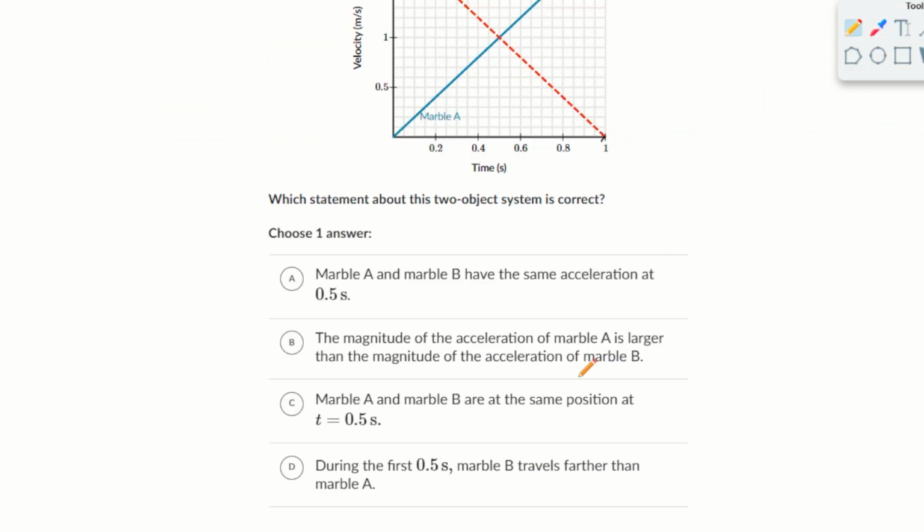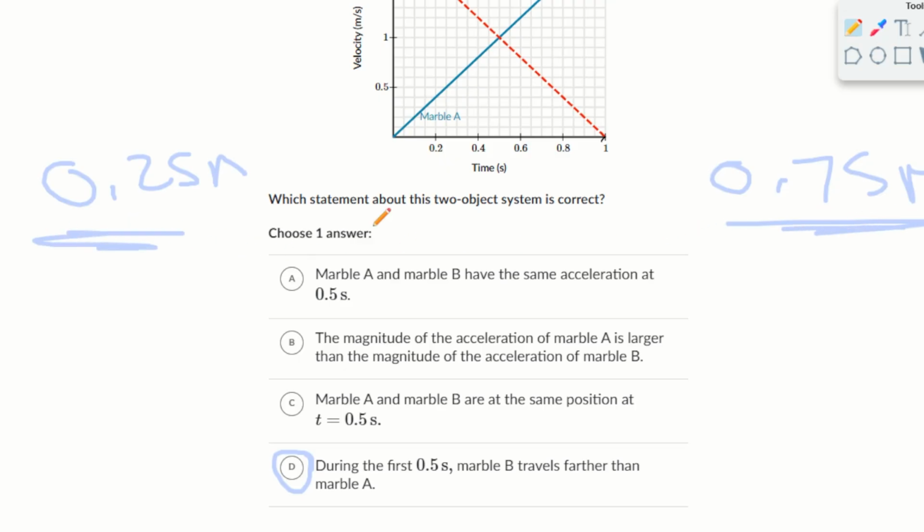And then finally, choice D says during the first 0.5 seconds marble B travels farther than marble A. And going off what we said earlier, marble B's displacement was 0.75 meters, and marble A's was 0.25 meters, so it makes sense that choice D would be our correct answer since it has traveled a greater distance compared to marble A.